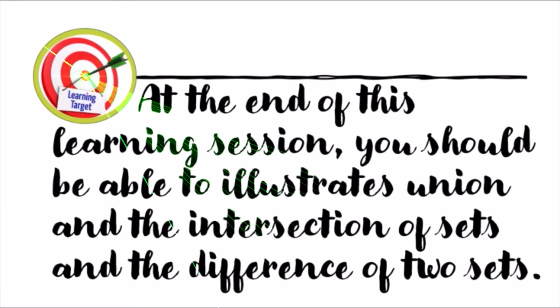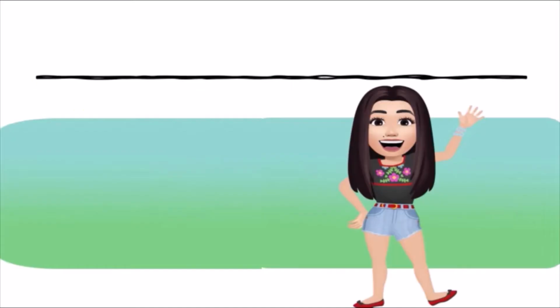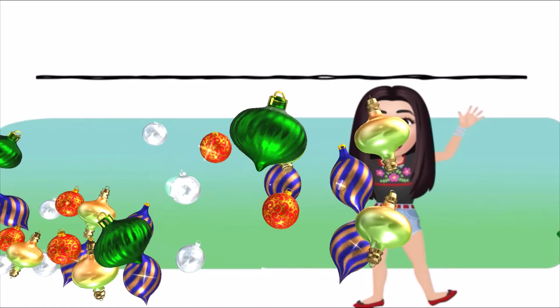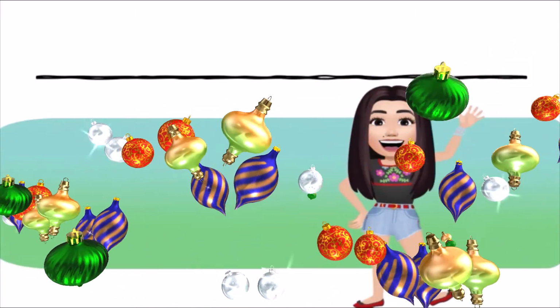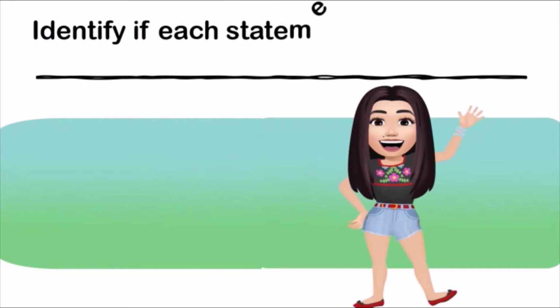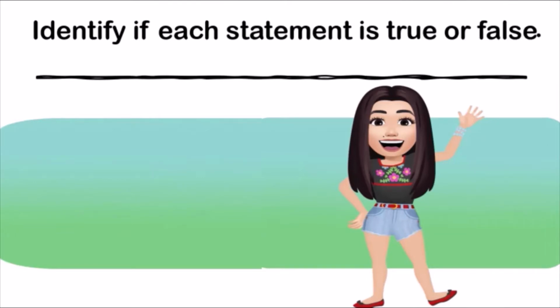For our learning targets, at the end of this learning session, you should be able to illustrate union and intersection of sets and the difference of two sets. Now, let's recall the concepts of subsets, universal sets, null sets, and the cardinality of sets. Identify if each statement is true or false.